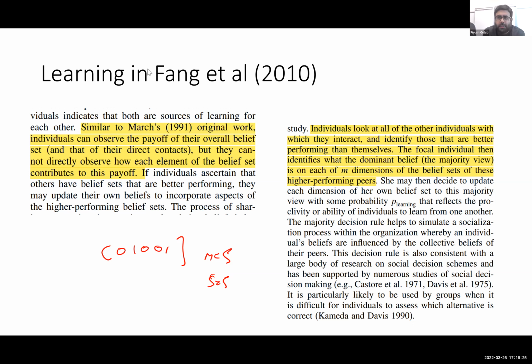I think it's an element of vicarious learning only, but what they're doing is there's a very specific rule where they use like the majority decision rule. So if most people undertake a particular configuration, then that's what the others learn.